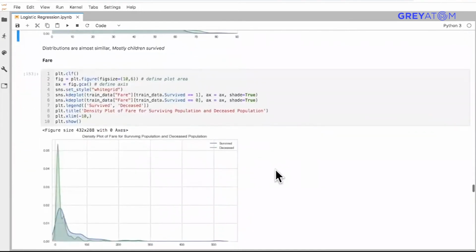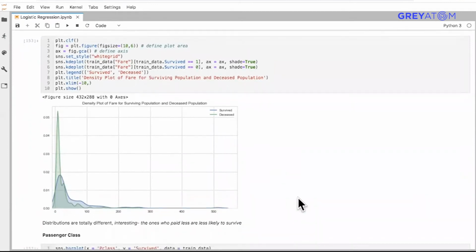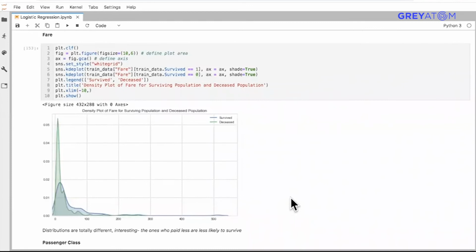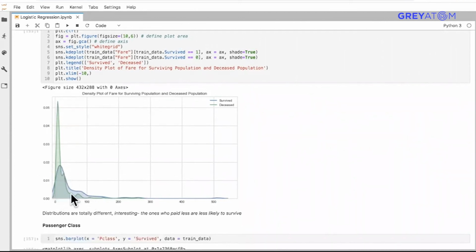And let's look at the fare. These distributions are totally different. Just look at how it looks. So people who paid less fare here are more probable to die, and people who paid more fare are pretty much staying or surviving.